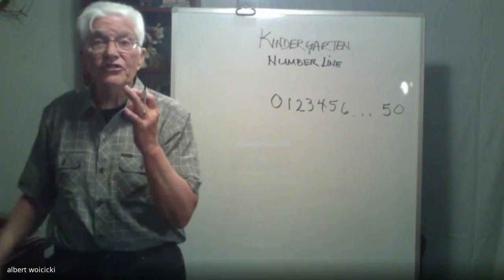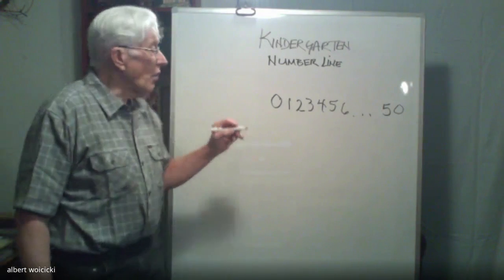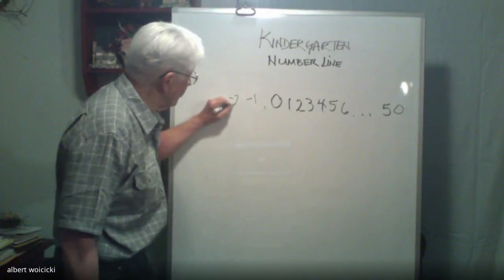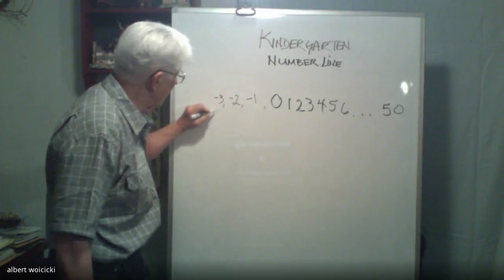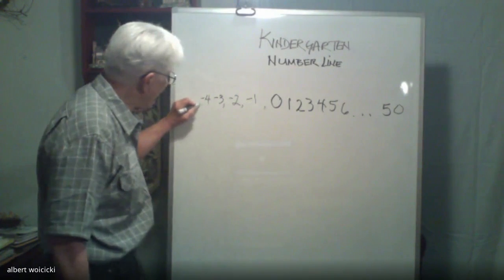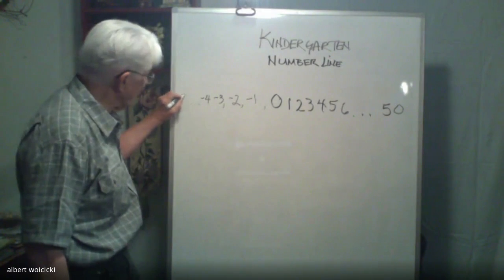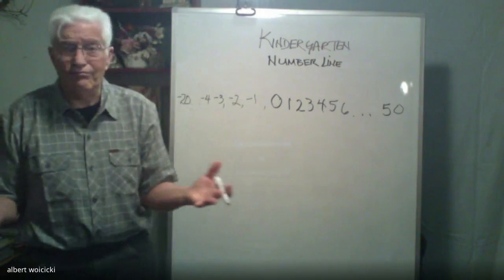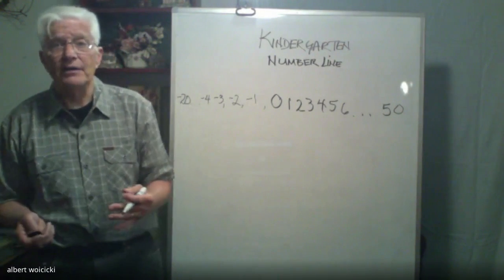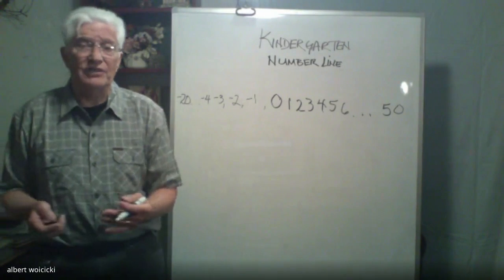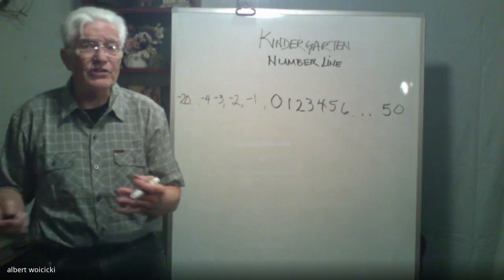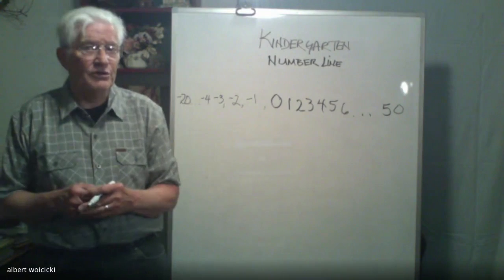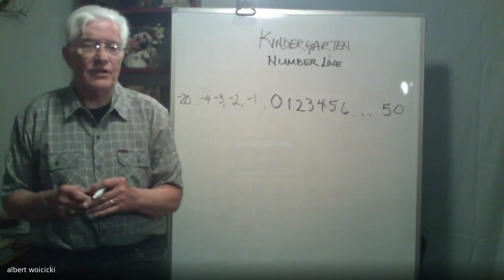But now, here's the kicker. You also have -1, -2, -3, -4, and that could go back as far as -20. Now you might ask, why would you have that? I don't discuss negative numbers in my class. Why should I have that there? You don't have to discuss negative numbers in kindergarten. You never have to discuss them.